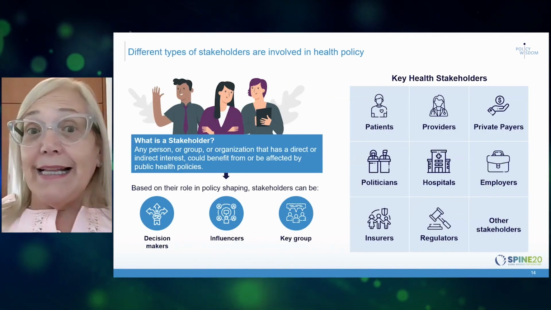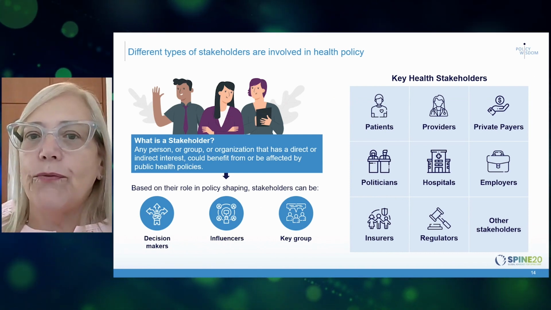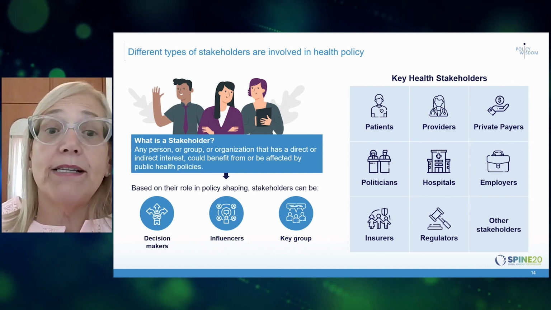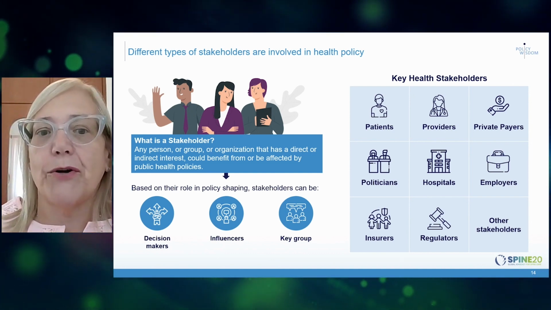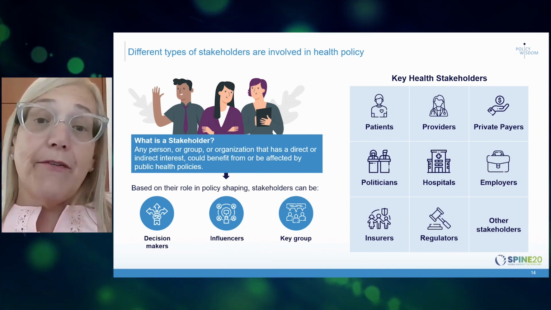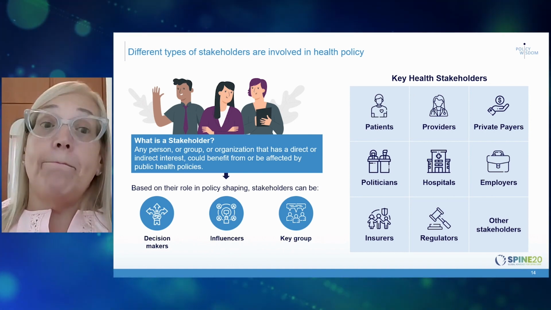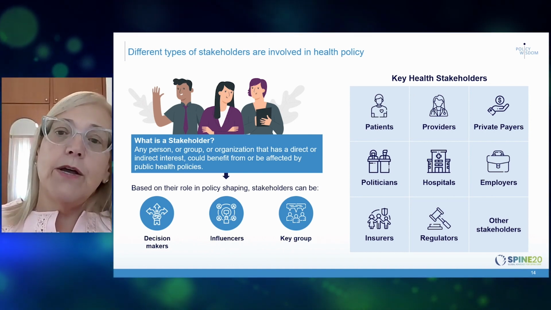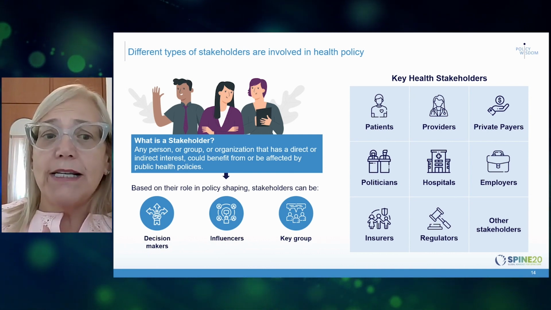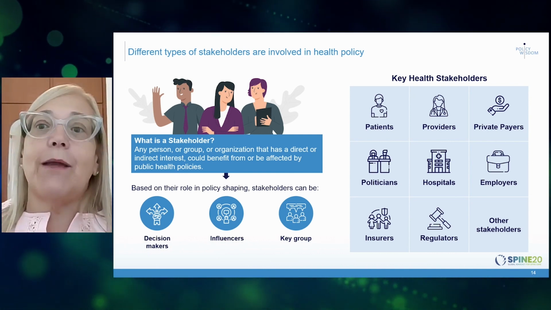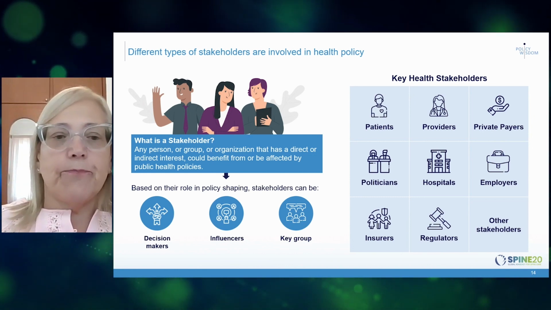So let's insist on these different types of stakeholders that are involved in health policy. You become a stakeholder when a group you belong to or an organization has a direct or indirect interest in an issue, or you can benefit or be affected. So a patient advocacy group can benefit from certain health policies, and you as physicians can be affected positively or negatively by a public health policy.